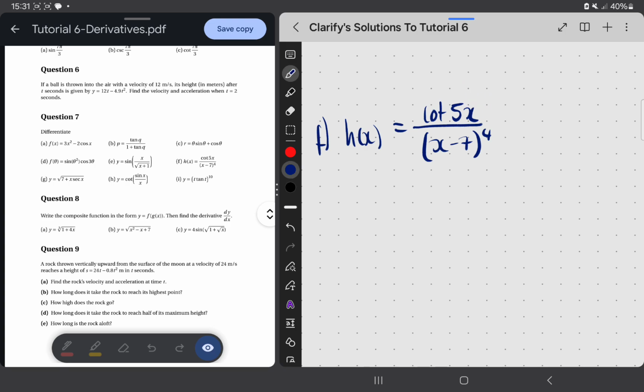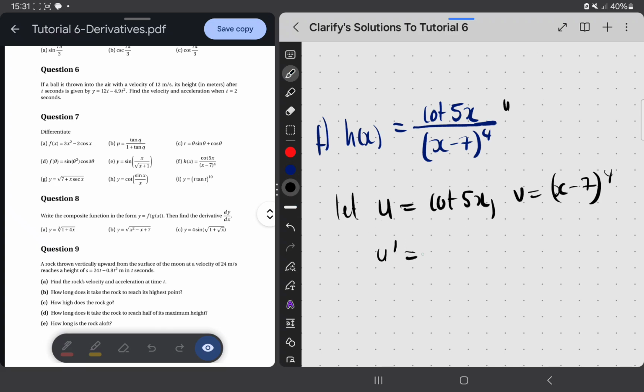Now, what do I have? This is as easy as ever, because I have just my quotient rule, and I can deal with this. So we can call this u and v. Let u be equal to cot 5x, then v be equal to x minus 7 to the power of 4. Of course, they would have wanted you to do this the longer way, but there's no need to do all that. We can just do it this way.